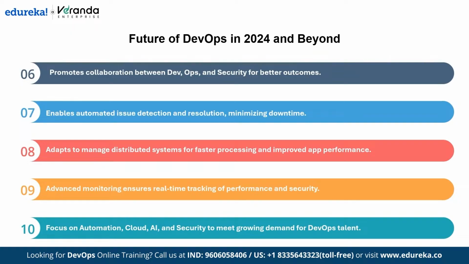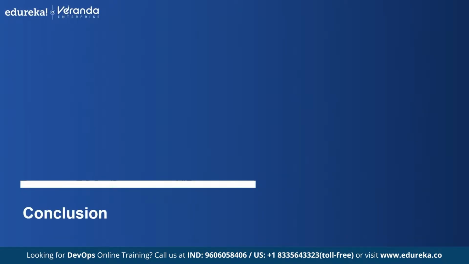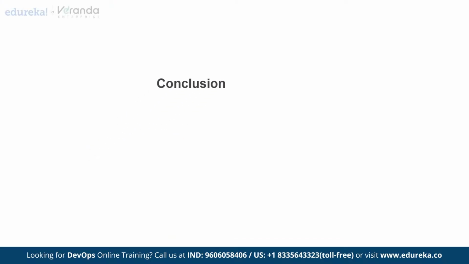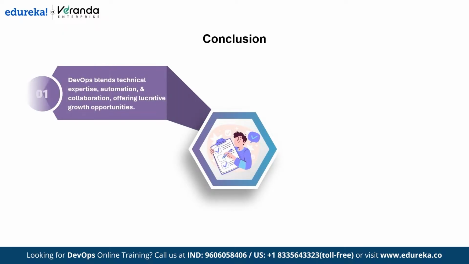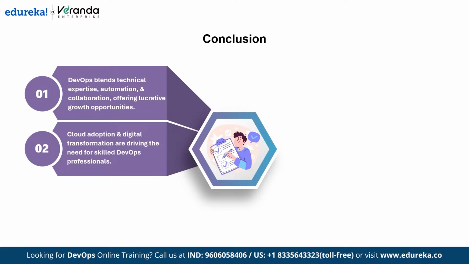Now that you have a clear roadmap to becoming a DevOps engineer, let's wrap things up with some final thoughts to help you take the first step confidently. In conclusion, the path of becoming a successful DevOps engineer is a dynamic journey that combines technical expertise, automation, and also cross-functional collaboration. As the demand for DevOps professionals continues to grow, driven by the rapid adoption of cloud technologies and digital transformation, the career offers not only lucrative opportunities but also continuous learning and career advancements.